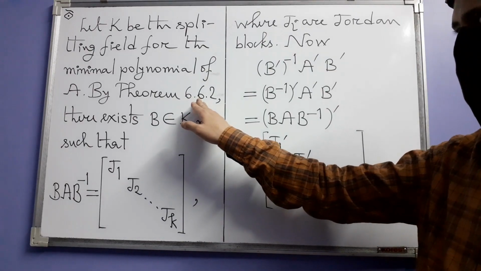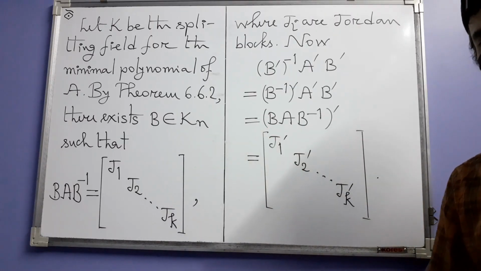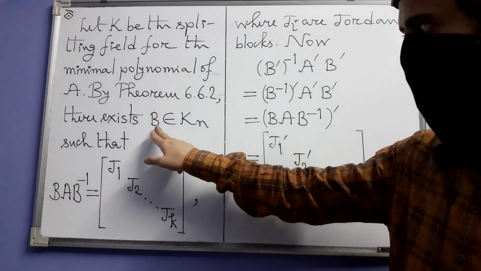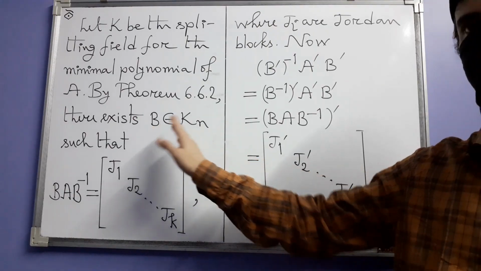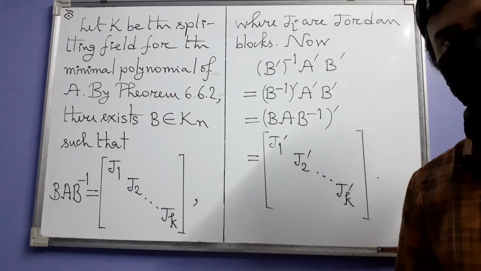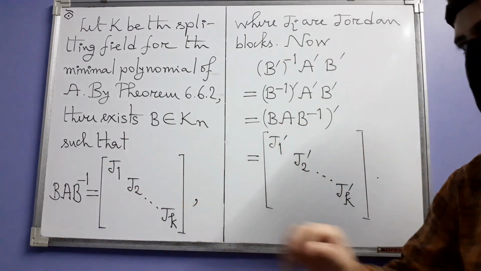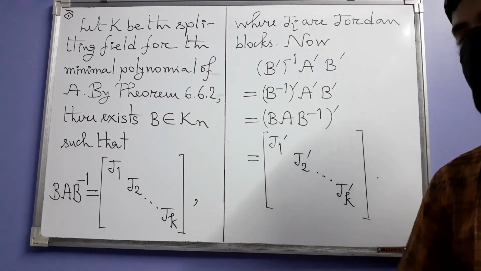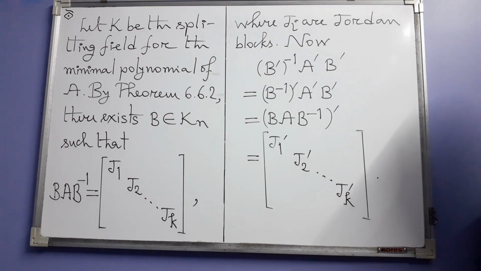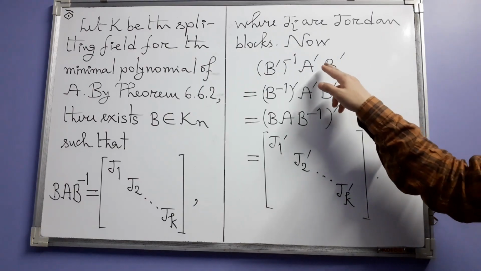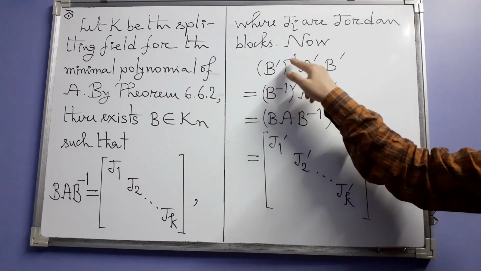Then by theorem 6.6.2, which of course is in the section on Jordan canonical form, there exists a matrix B in Kn, in the algebra Kn. That means the entries of B are coming from this extension K, such that BAB inverse has this block diagonal form, where the blocks are Jordan blocks. Okay. So next what we do, we consider this conjugate of the transpose of A by B transpose inverse.